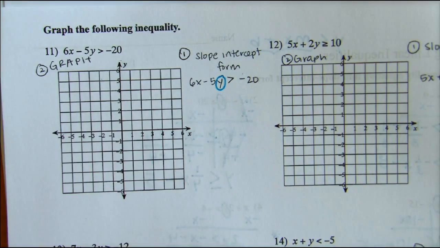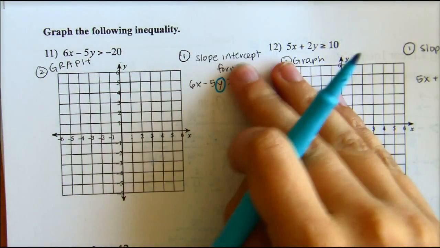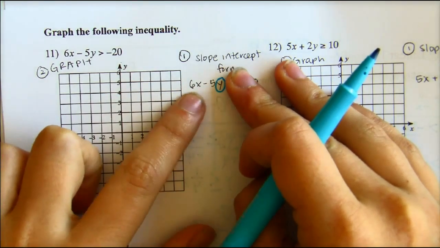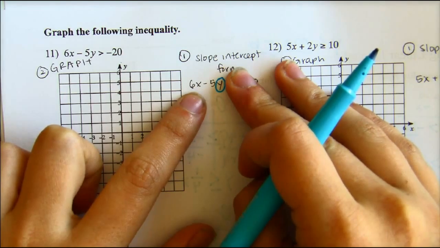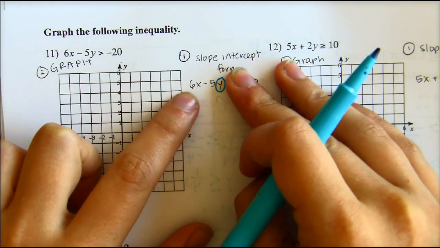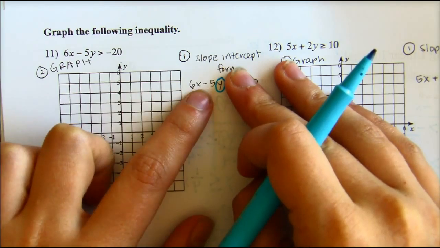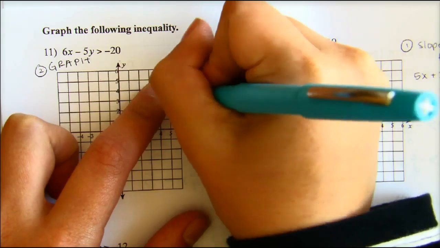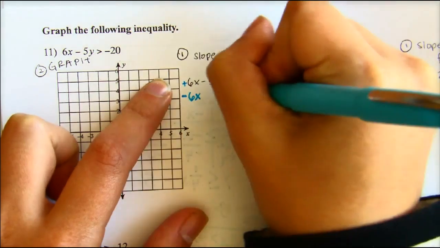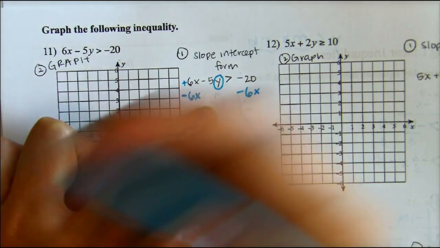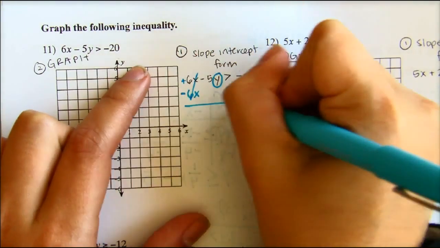To do that, I'm looking for what is being added or subtracted to that y. Where is there a plus or a minus sign separating a number or a term from y? And this 6x is separated from y by this minus sign. Because it's a positive 6x, though, I'm going to subtract 6x from both sides. When I do that, those 6x's are going to cancel out.